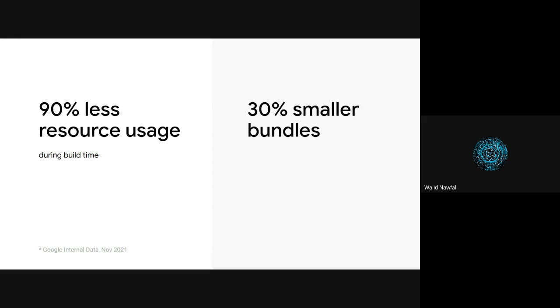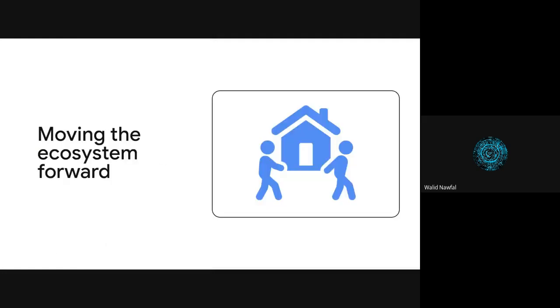So those are the numbers. We already discussed the smaller bundles because, as we said, it is an AOT. AOT just avoids sending the compiler through the JavaScript bundle to the browser. So that's the major change in bundle size. Okay, so now talking about the ecosystem, of course, all of this is just infrastructure.